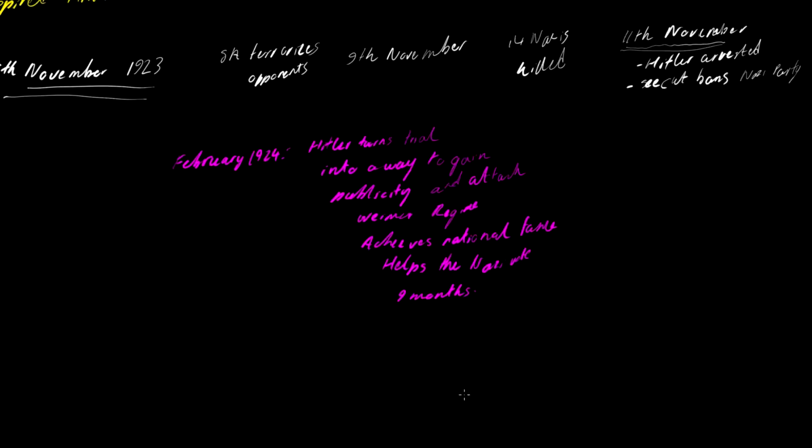So in December 1924, Hitler is actually released from jail after 9 months. So he didn't stay in there for long at all. Now I want to look at some of the Weimar Germany election results from 1919 to 1933. So, election results.